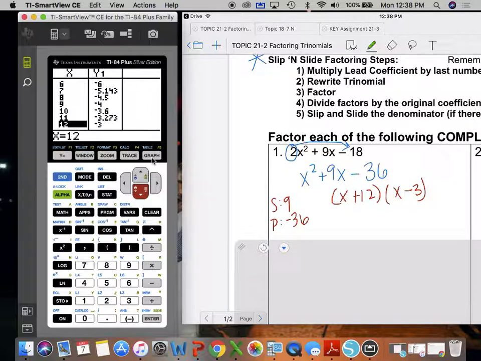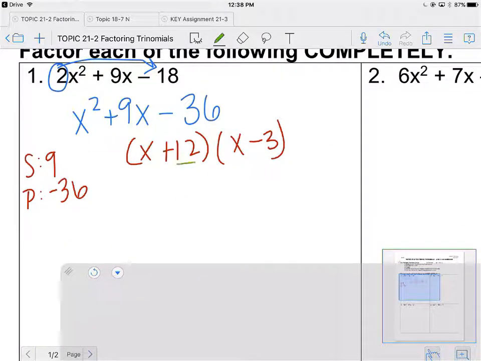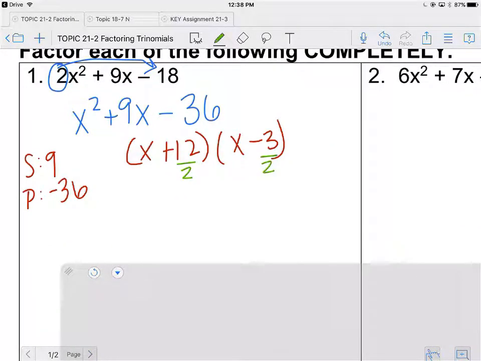Step 4 is to divide the factors by the original coefficient. So I originally had a 2. So remember, we slipped it to the back. Now we got to slide it back by division. 12 divided by 2 is 6. 3 divided by 2 is just 3 over 2.